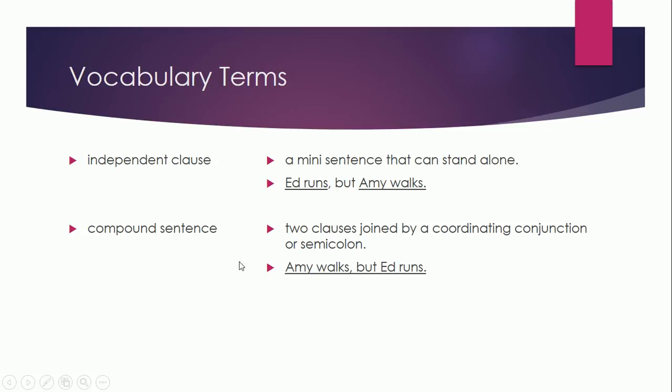But we're putting them together, and when we put them together, of course, we're making a compound sentence. So that's two clauses joined by a coordinating conjunction or a semicolon. So in this case, we are combining them with a comma and a coordinating conjunction. Later on, we're going to join two clauses with just a semicolon. So this is a compound sentence made of two independent clauses.